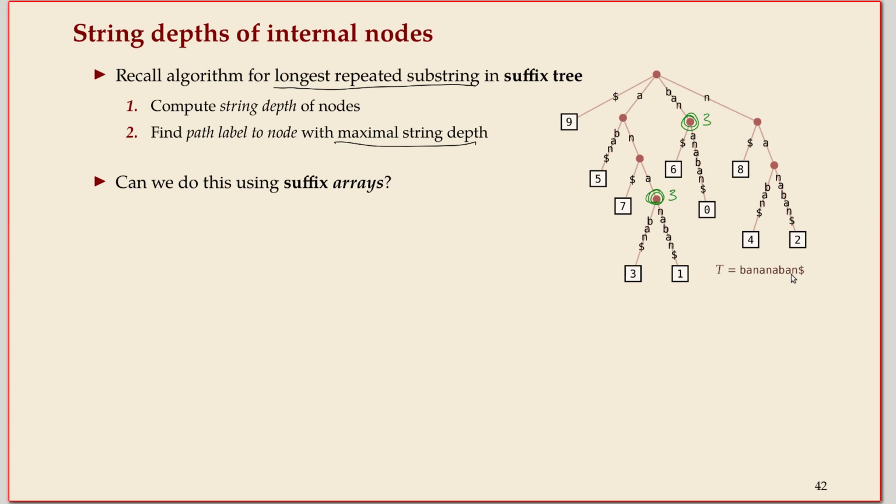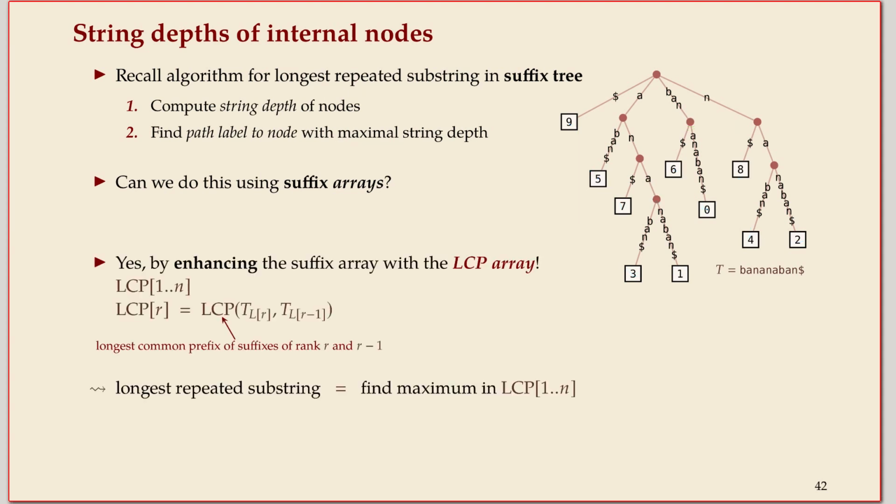But now we only have this suffix array. We only have this order of the leaves. So the suffix array again would just be these numbers in an array. How on earth should we do this string depth thing if we only have these numbers? In a sense, the answer is no. With only the suffix array, I'm not aware of a solution of this. But we can add additional data. We can compute the LCP array, and then we can do this.